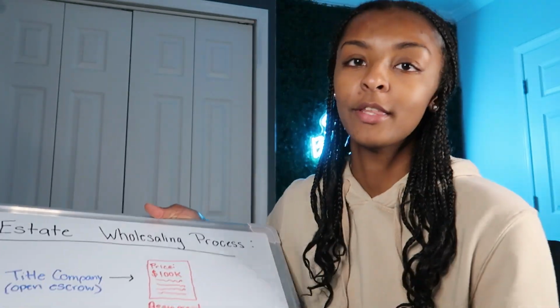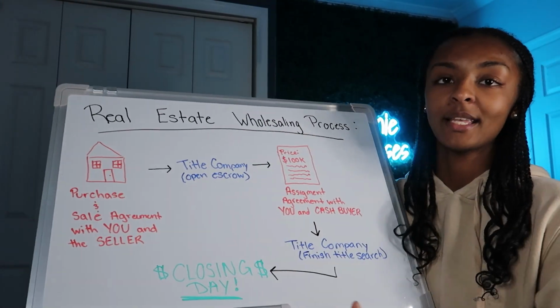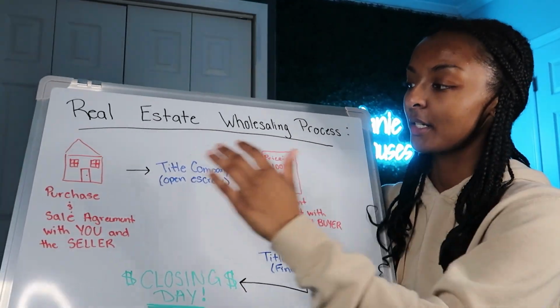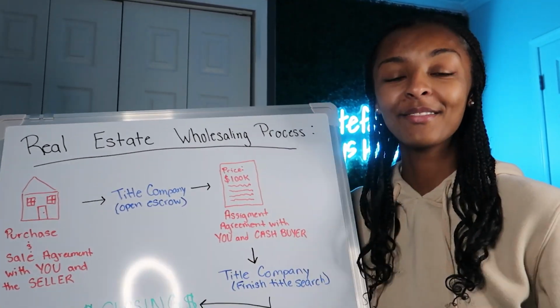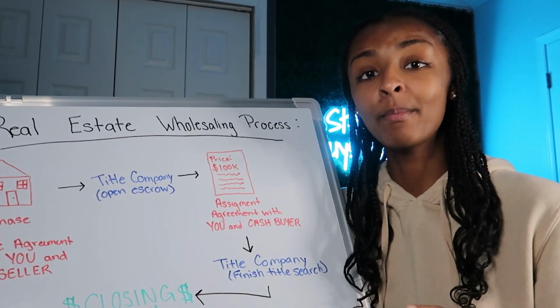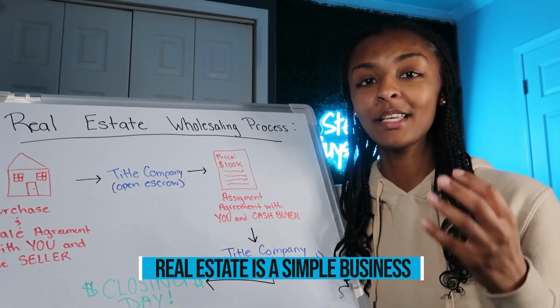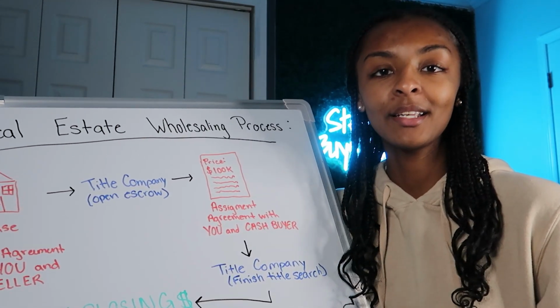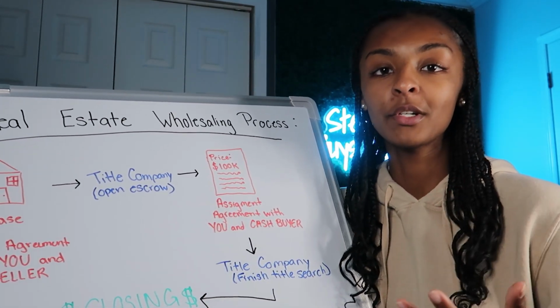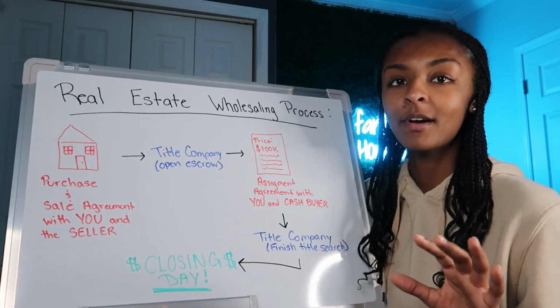To start off, to make this super simple so everyone can understand, I want to start by going over the full-on process from step one all the way to closing day. To make this easy for people that are visual learners just like myself, I put everything on a whiteboard. This is the steps, the full-on process. It's literally 1, 2, 3, 4, 5 steps to make it super simple. But remember, real estate is a simple business. Real estate wholesaling is super simple. It's just not easy. You just have to put in that work for the results to come. But with that being said, let's get right into it here.